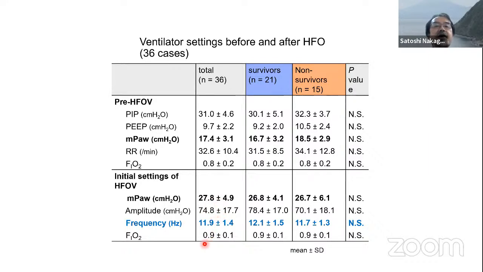We set the FiO2 at 0.9 on average, and amplitude, the average was 75, and we choose the frequency above 10, so our average frequency is 11.9 in our series.